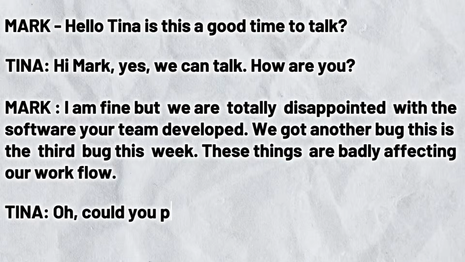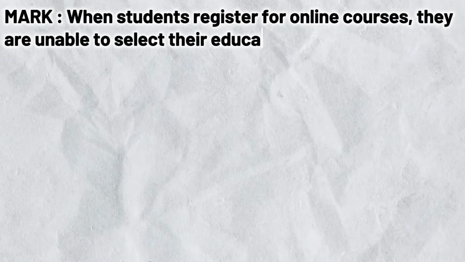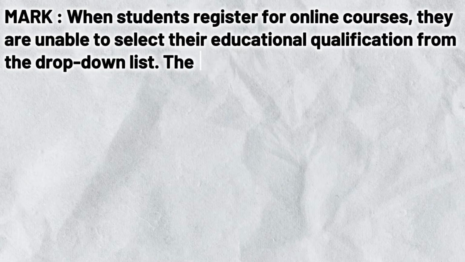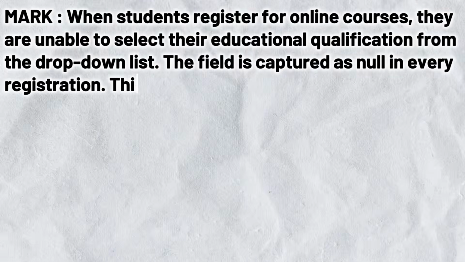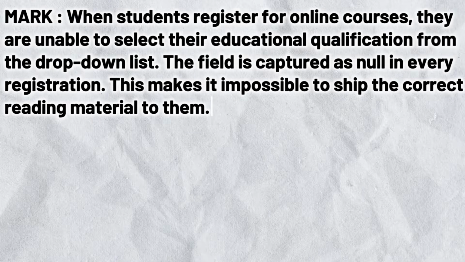Tina says, "Oh, could you please tell me what this latest bug is?" Mark says, "When students register for online courses, they're unable to select their educational qualification from the drop-down list. The field is captured as null in every registration. This makes it impossible to ship the correct reading material to them."